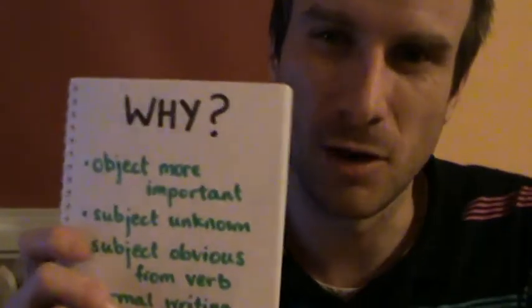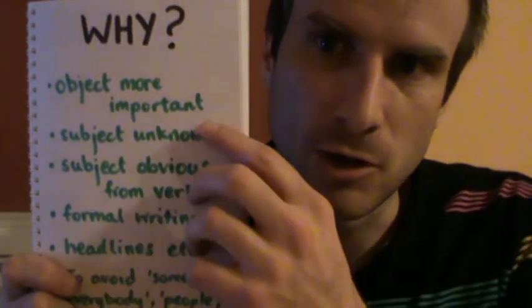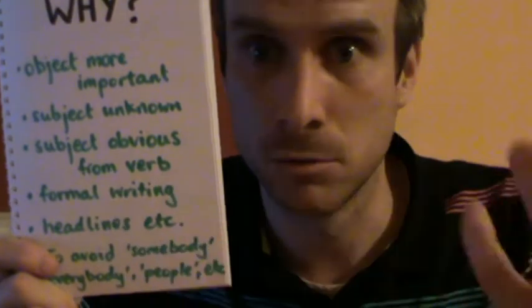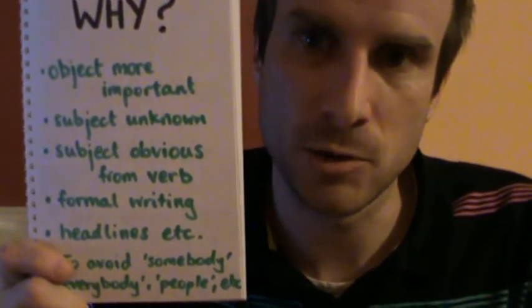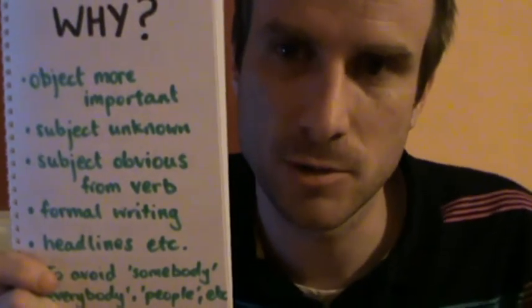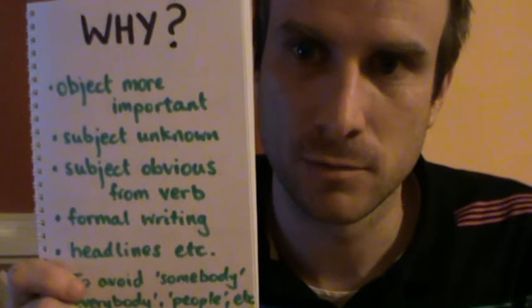Good question now. Why? Why do we use it? There's a few different reasons we use the passive. In a lot of languages they don't use it so much. In English it's quite common. We'll use it when the object is more important than the subject. For example, man or dog. You'd say the postman was bitten by the dog, rather than the dog bit the postman, because the postman's more important here than the dog.